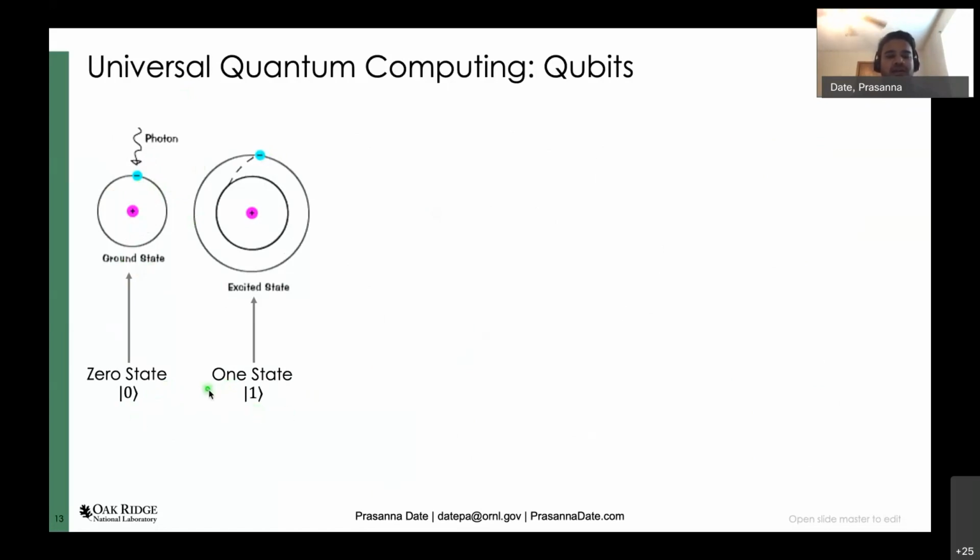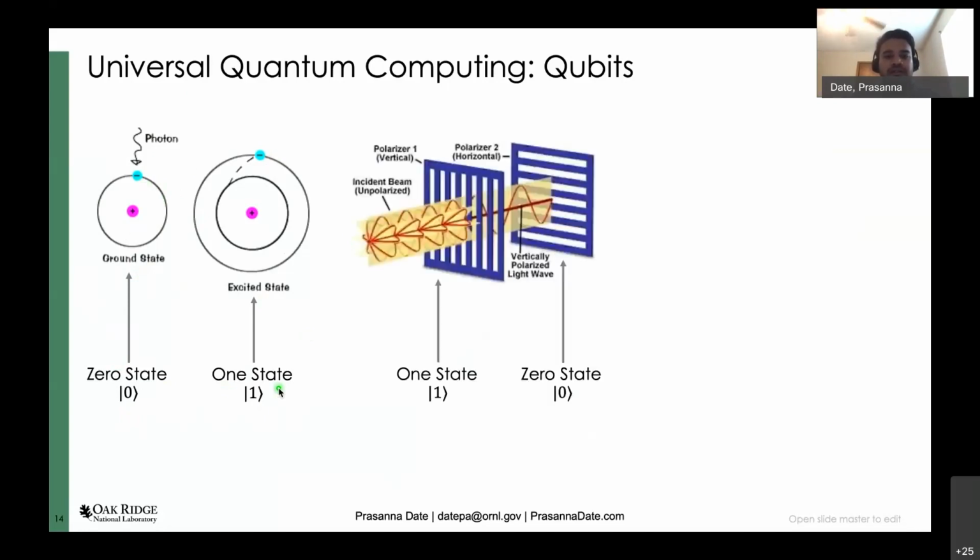So you can think of this system as a qubit, where if the electron is in the ground state, it is ket zero, and if it's in the excited state, it is ket one. A qubit is any quantum mechanical system where we can control the two states of that particular system. Another example of this would be the polarization of a photon. Let's say we have unpolarized light, and we pass it through a vertical polarizer and a horizontal polarizer. Say that we call the horizontal polarizer the zero state and the vertical polarizer the one state, meaning if a photon is horizontally polarized, we say that it's in the zero state, and if the photon is vertically polarized, we say that it's in the one state.